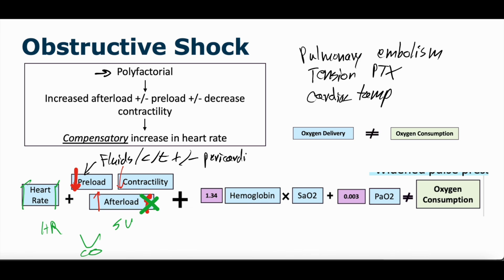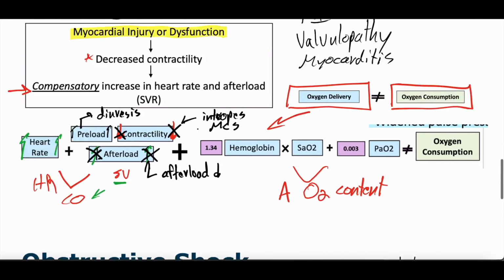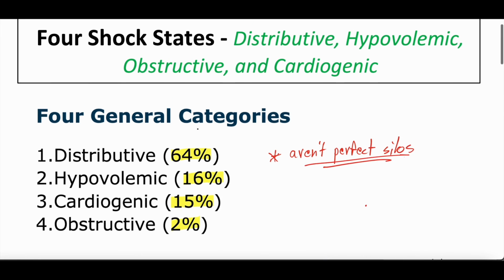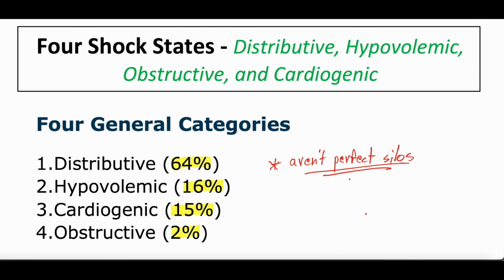So there's lots of variability in obstructive shock, which again is why we're saying these four categories are good for initial understanding, but they're very polyfactorial, very multifactorial. Not every state within each one of these general categories causes the same derangements. But those are the four general categories of shock: distributive, hypovolemic, cardiogenic, and obstructive. That is a framework for understanding them as related to oxygen delivery and oxygen consumption based on that first video we did.